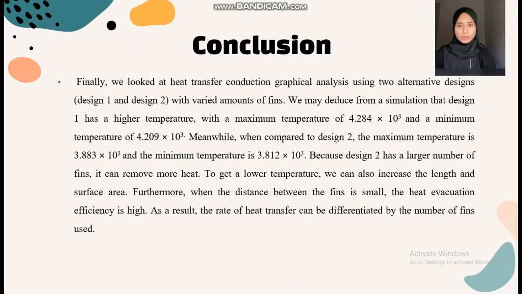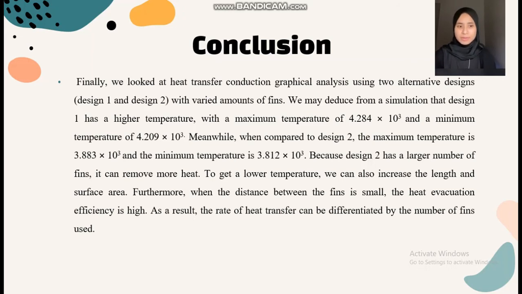Assalamualaikum, I'm Nurulhusna binti Azhar. My part in this presentation is the conclusion. Finally, we looked at heat transfer conduction graphical analysis using two alternative designs, design 1 and design 2, with varied amounts of fins. We may deduce from the simulation that design 1 has a higher temperature, with a maximum temperature of 4.284 times 10 to the power of 3 and a minimum temperature of 4.209 times 10 to the power of 3. Meanwhile, design 2 has a maximum temperature of 3.883 times 10 to the power of 3 and a minimum temperature of 3.812 times 10 to the power of 3.